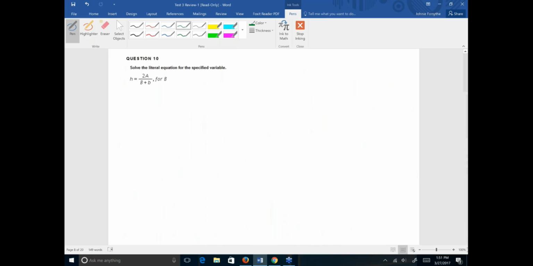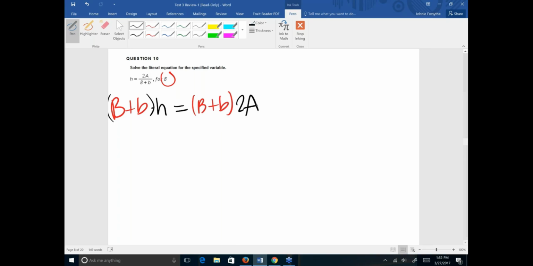Question 10. Solve the literal equation for the specified variable. So h equals 2a divided by capital B plus small b. So let's see, and we're solving for b. All right, so first let's get this out of a rational expression. So let's multiply both sides by big B plus little b. So big B plus little b times h equals big B plus little b times 2a.